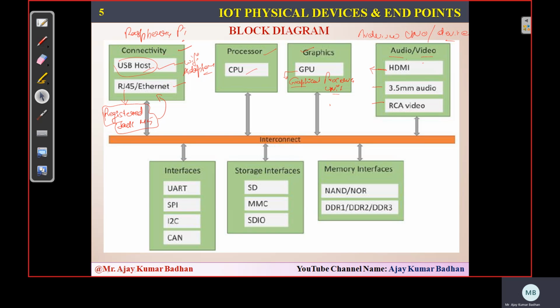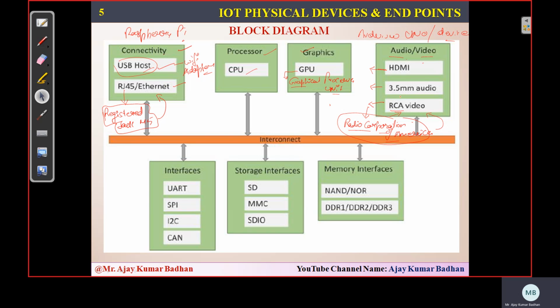These are the interfaces we can use: HDMI, 3.5 mm audio jack, and RCA video. If I talk about RCA, it stands for Radio Corporation of America. This is the standard video interface provided by the American people, and it is worldwide, internationally accepted. So that is the reason we have RCA, Radio Corporation of America Video. If any video supports this particular protocol, then based on that, we can directly connect to it and see the video.